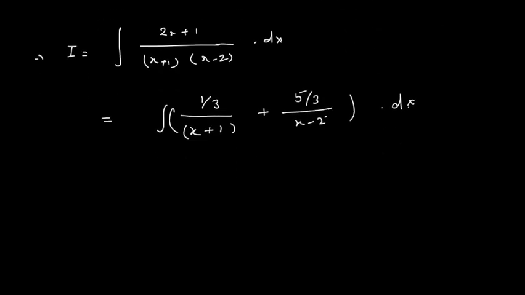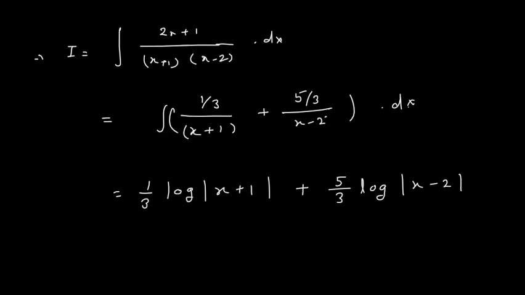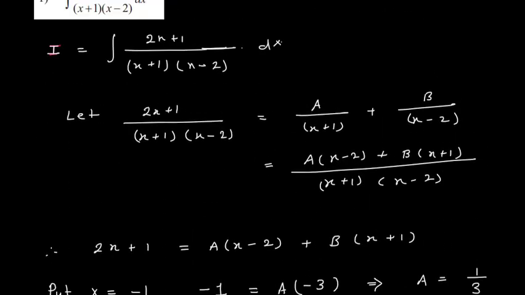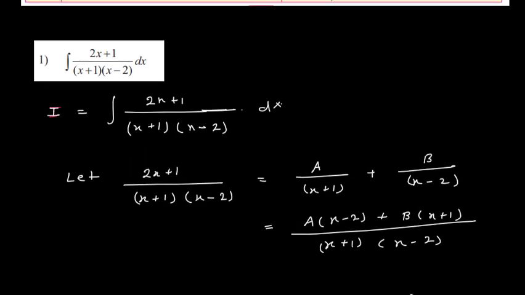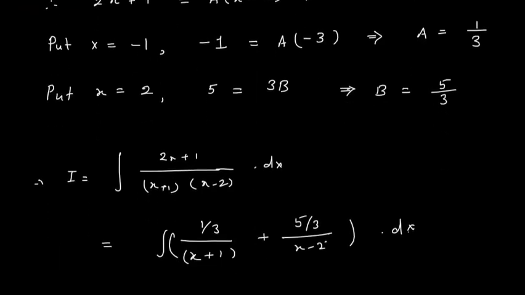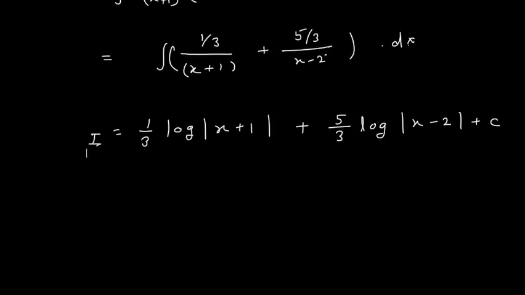Okay, so this is equal to, now 1 divided by 3 you can take out, and the integration of 1 upon x plus 1 is log of x plus 1, plus here you take this 5 divided by 3 out, and it is log of x minus 2, plus constant of integration c. This is our I. So you understand how we find the value of a and b, and how we use this partial fraction. Okay, so this is your final answer. You can take this 1 divided by 3 common also.